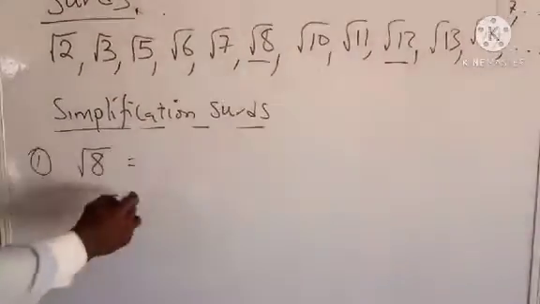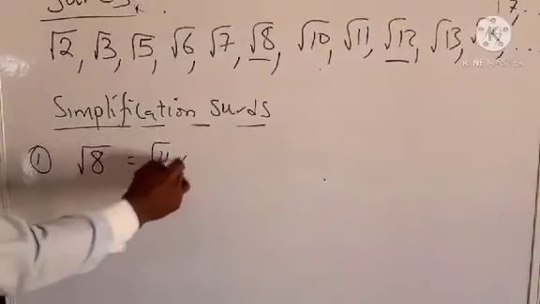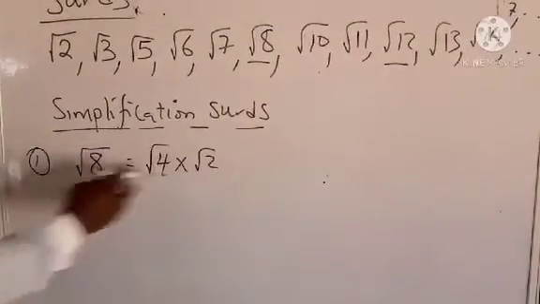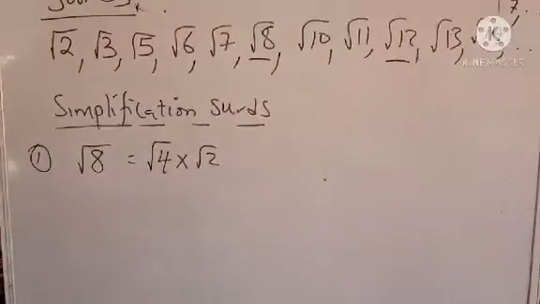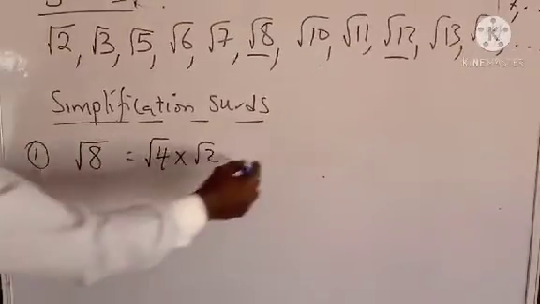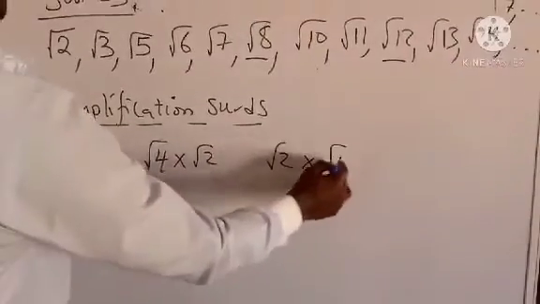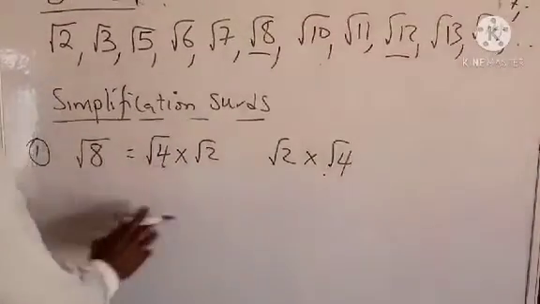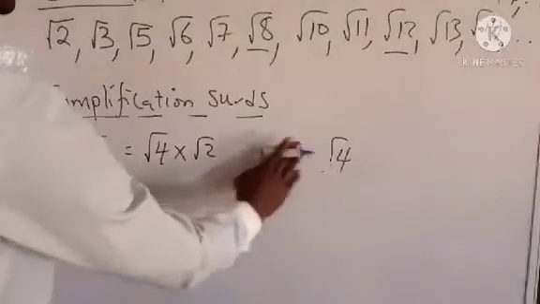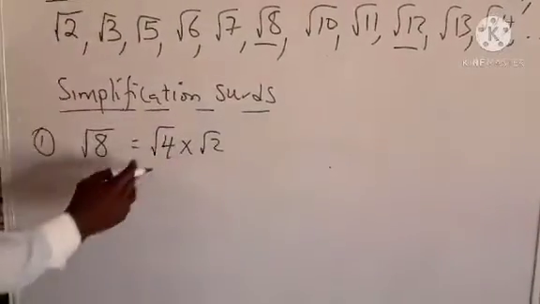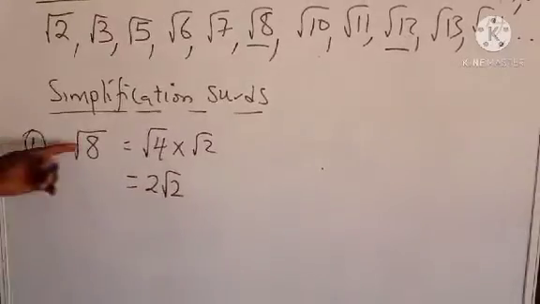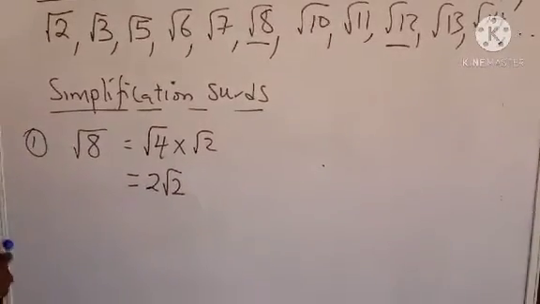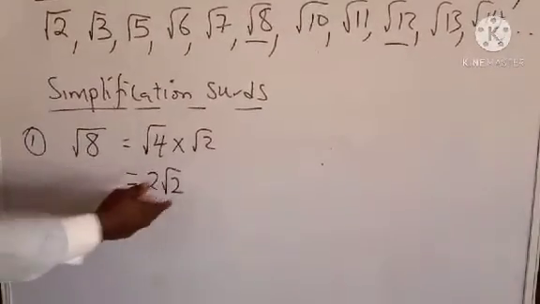So all I need to think of is root 4 times 2, because 4 times 2 gives 8. And one out of these two numbers is a perfect square. I did not start with 2 times 4. It is very important to start with the perfect square before the other number. So the square root of 4 gives 2, root 2. When root 8 is simplified, what you have is 2 root 2.